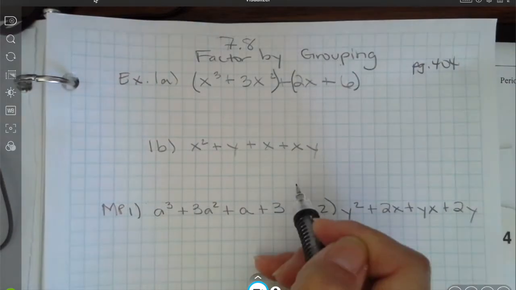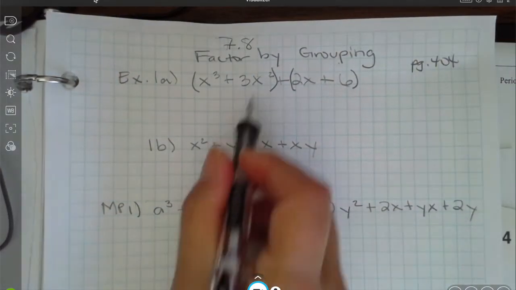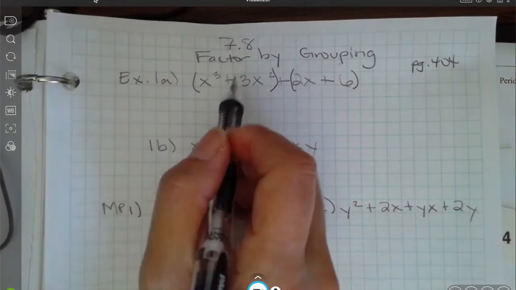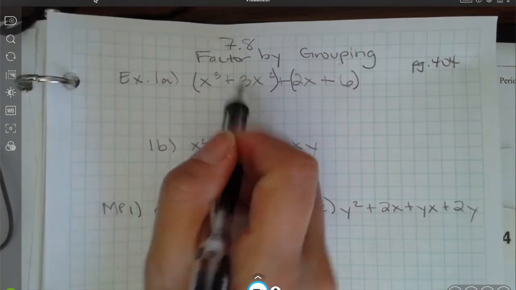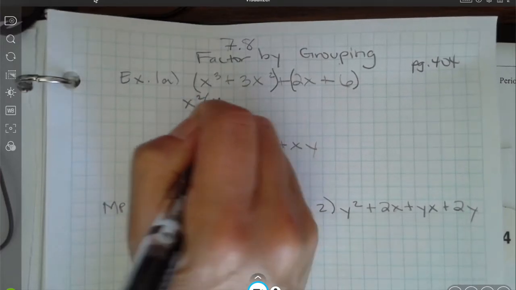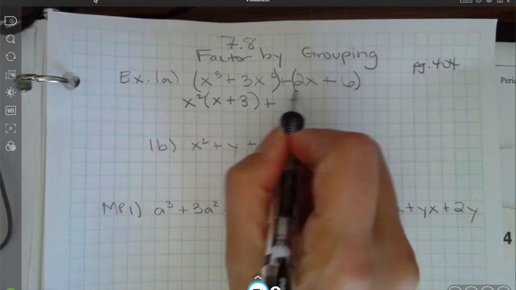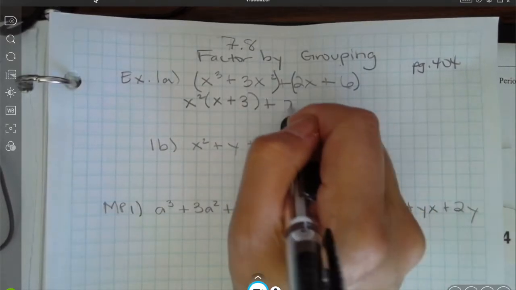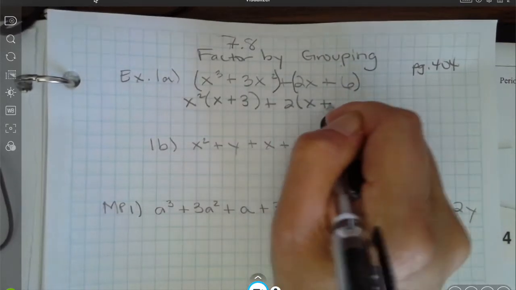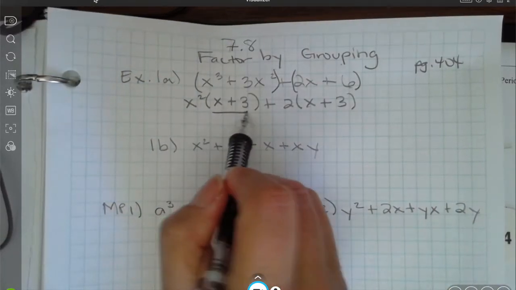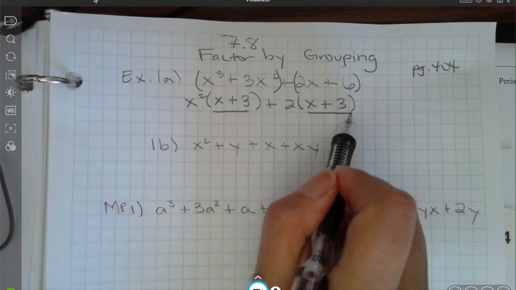And now you're going to go back to the very beginning of your factoring, which is greatest common factor. So what is the greatest common factor here? That is x squared, and what's left is x plus 3, plus what is the greatest common factor here, which is 2, and what's left is x plus 3. Now what you notice is x plus 3, this binomial, those are the same. That's what your goal is.